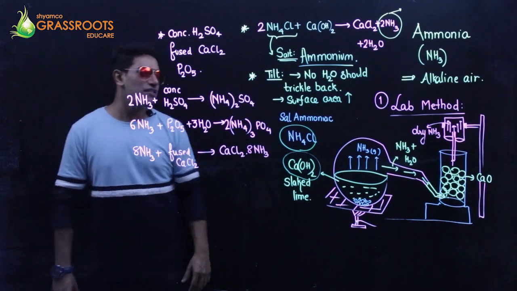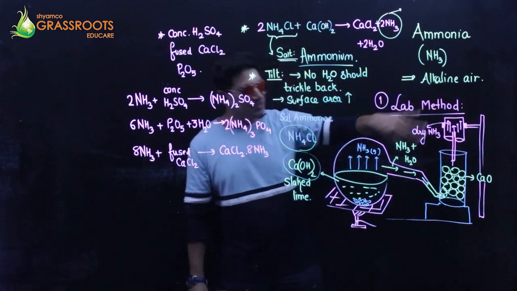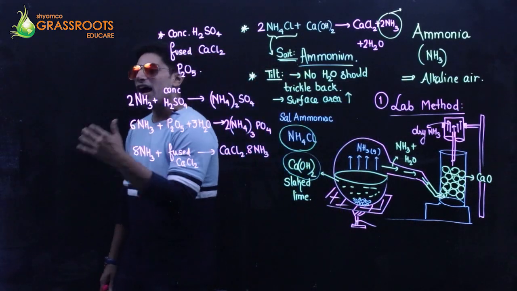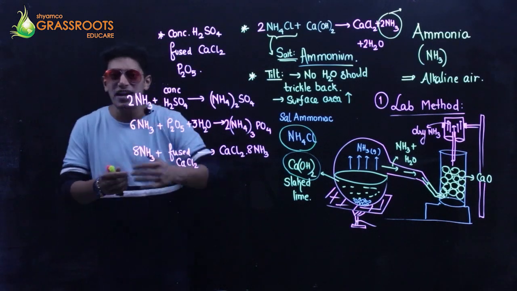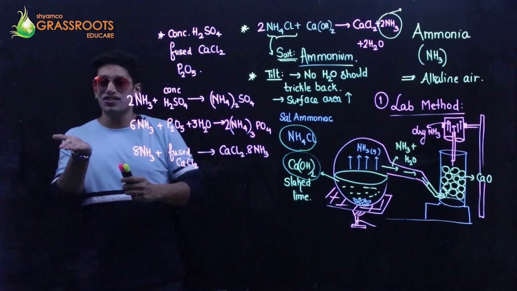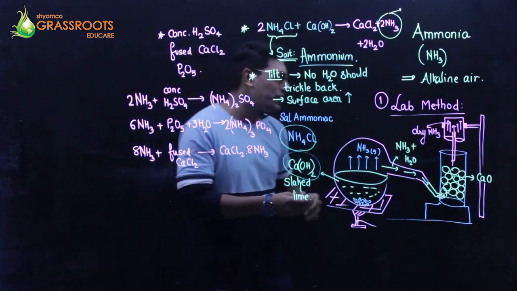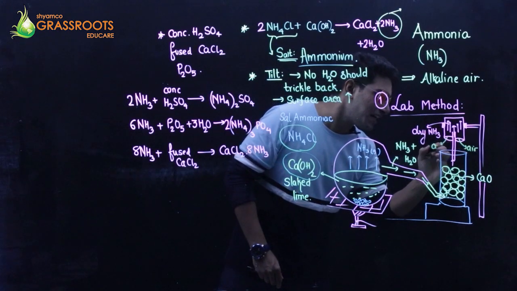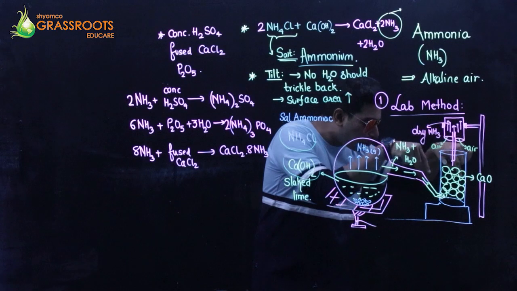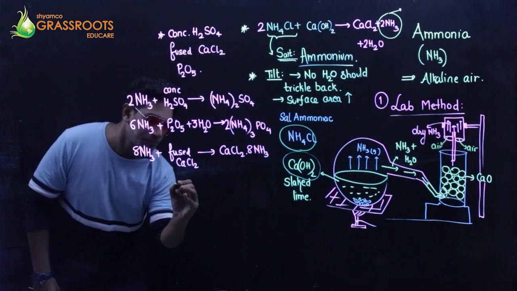The next answer is, why is this jar inverted, tilted? Because ammonia is lighter than air. And obviously, everything which is light goes up. Air is pushed down. So ammonia pushes the air down. And can I say it is collected by the downward displacement of air? So that is the collection.